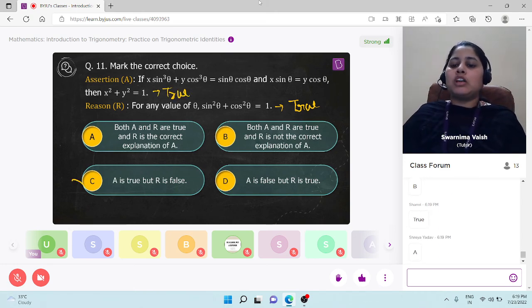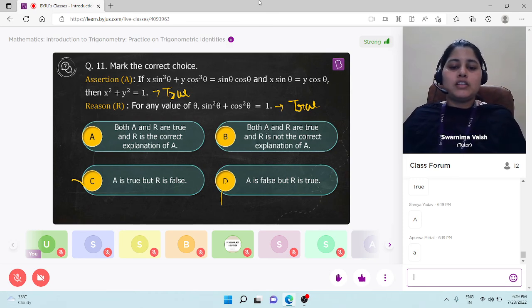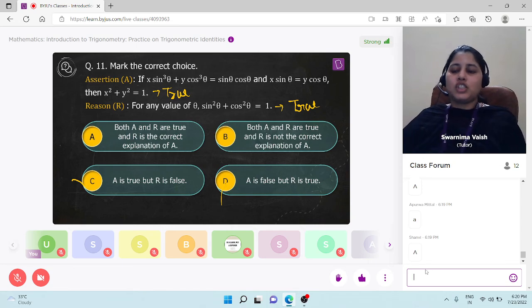It means both statements are true. C and D can't be our answer. Now, yes Shanvi, it is true. A, by Apurva, Shreya and Shanvi.